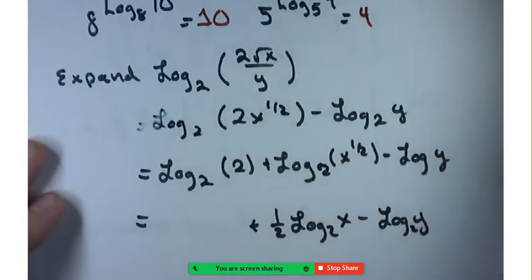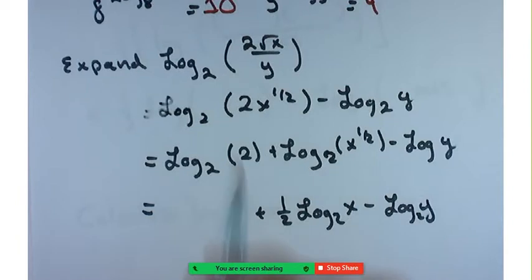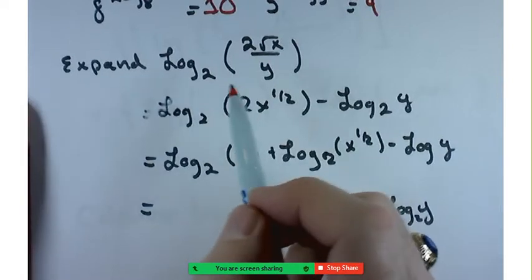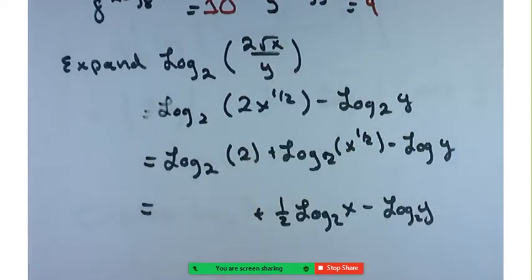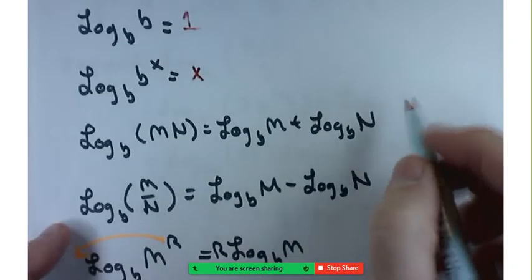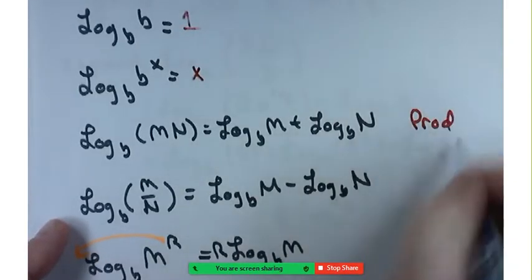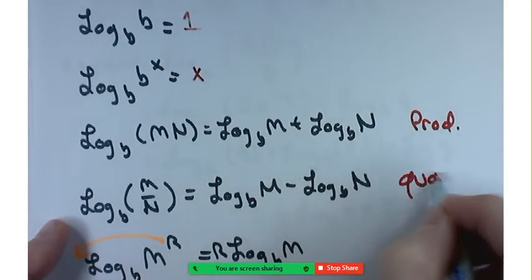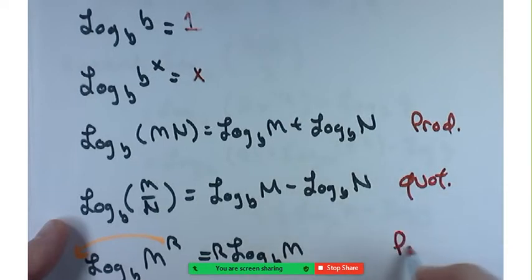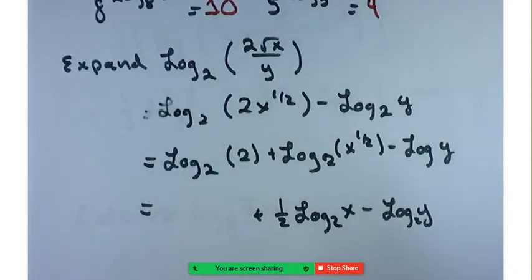Now the book will write things differently there. They'll say, express this as the sum and difference of logarithmic terms. Right? I might just write expand. And what I mean by that is I want you to use the properties of logs like these three, your product rule, your quotient rule, and your power rule. Use these three, of course, to simplify these expressions.